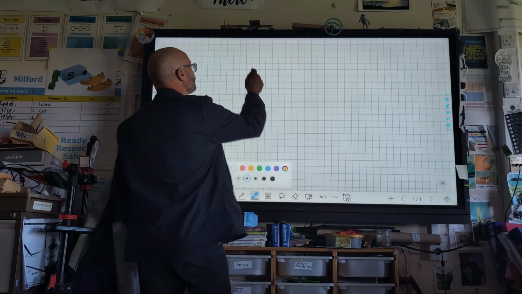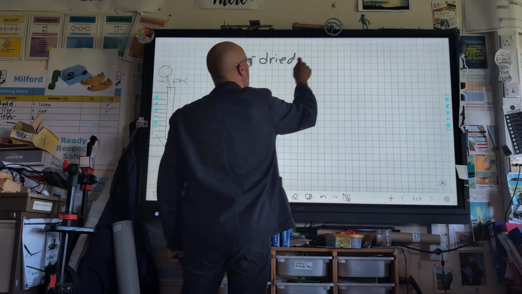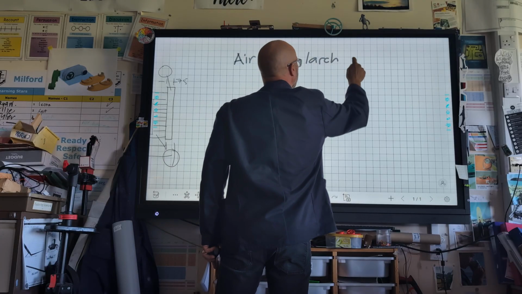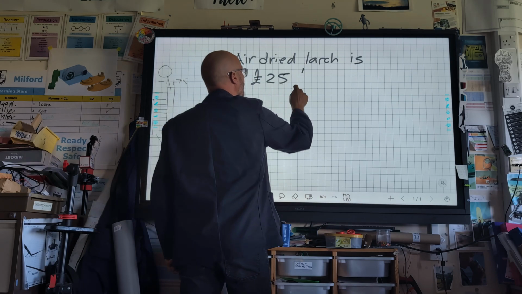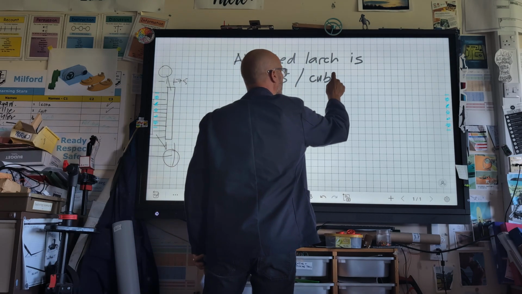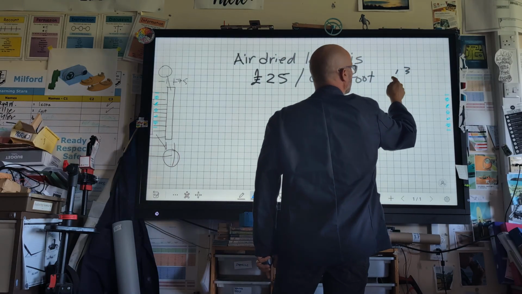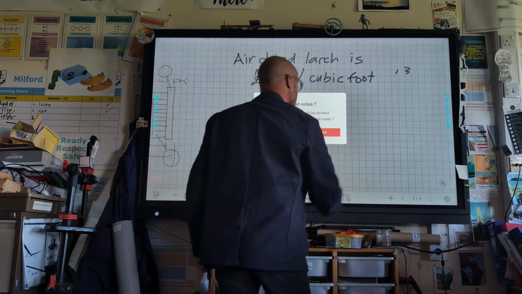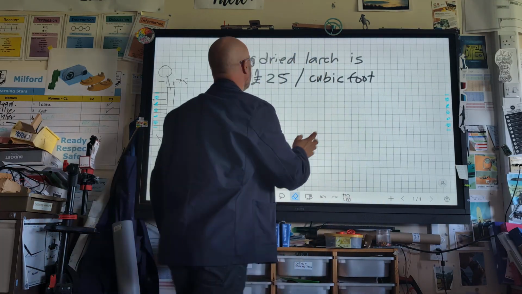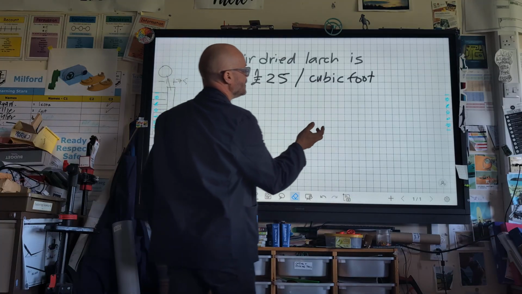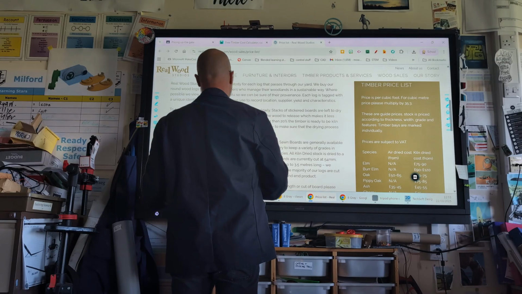So for prices, air dried larch is £25 per cubic foot. We could do cubed, I guess. That's a strange one to write, isn't it? Probably wouldn't do that, actually. It looks a bit confusing. So £25 per cubic foot, right? Now, what we want to do is work out how much it is per cubic meter. So what was my multiplier again? Sorry, my memory's a bit shocking.